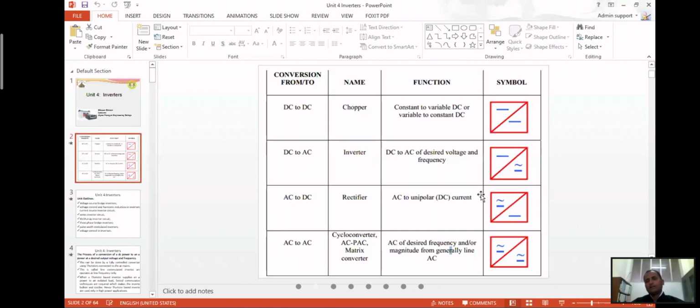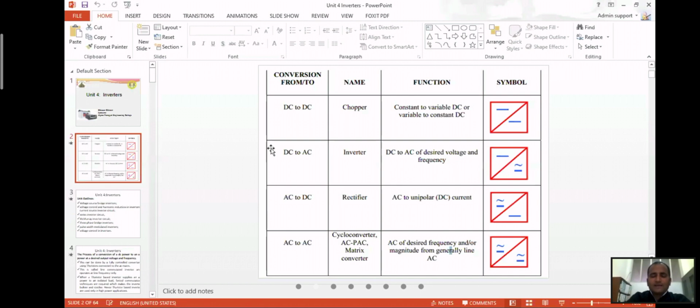This is what we will be doing in the whole of our power electronics course. Initially, the first one is just the power electronic devices. The other one is the DC to DC converter, which we have already done: constant to variable DC. These are the choppers, which are used from fixed DC to variable DC. Then DC to AC, which we are going to see in this unit: inverters.